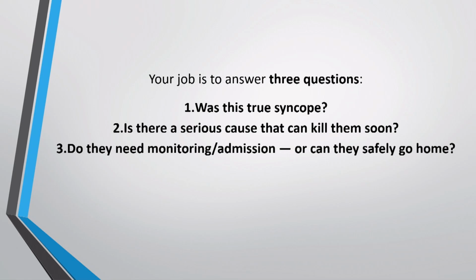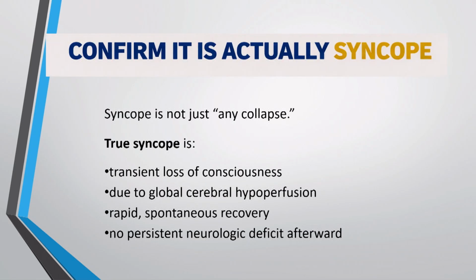I'm stressing on the point: the complete diagnosis in a syncope patient. What we can actually do in an ER is identify if it was a true syncope or not. The second thing is, is there a serious cause that can kill them soon? Or the third question: does that patient actually require admission, or does he require monitoring? So the first step, confirm it is actually a syncope.